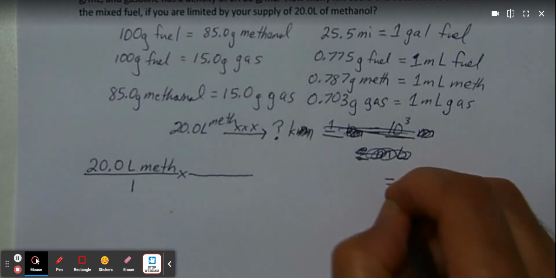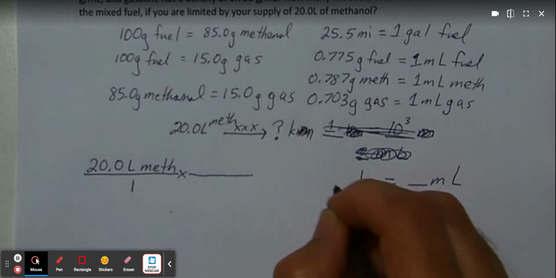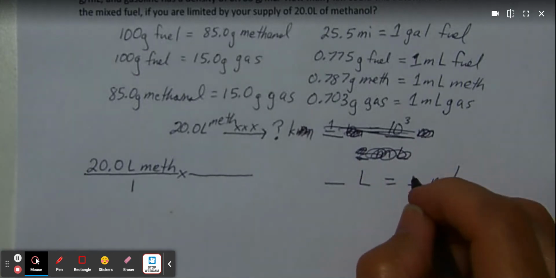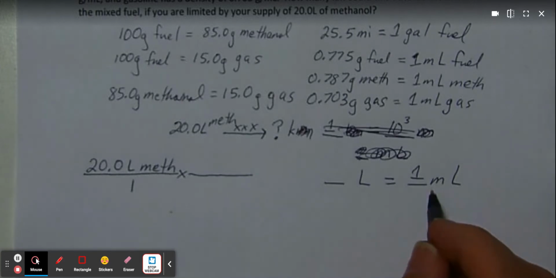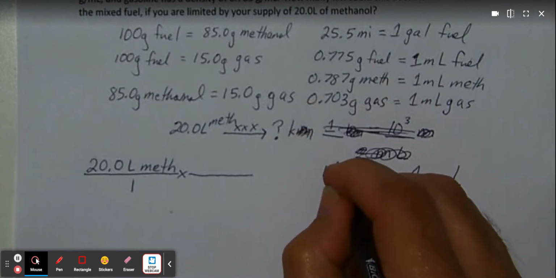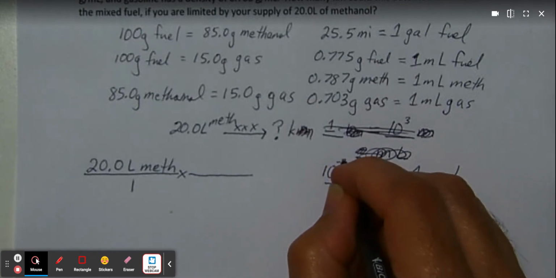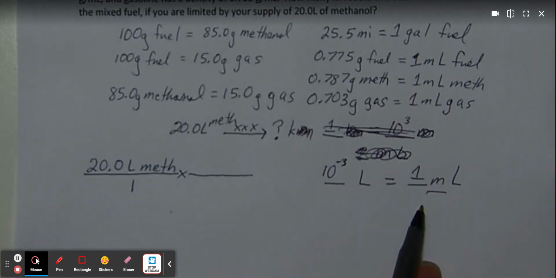So I put my equality. I want milliliters and liters. That's what I want. And so the 1 goes with the prefix, and then the prefix multiplier goes here. Since milli is the prefix, that's going to be 10 to the negative 3, or 1/1000th of a liter. So that's my equality that I'm going to use as a conversion factor.